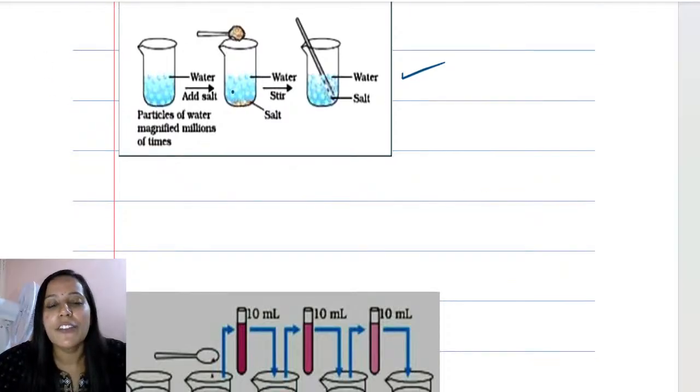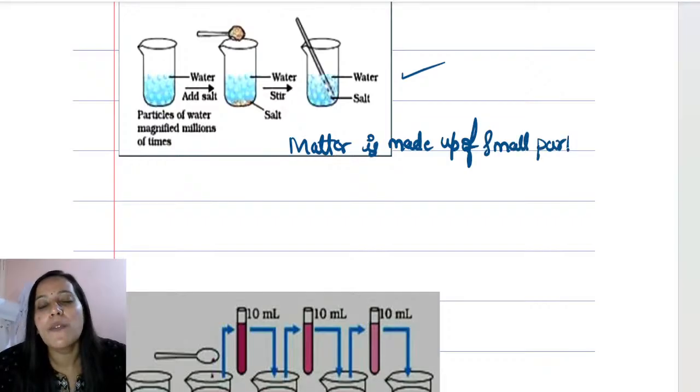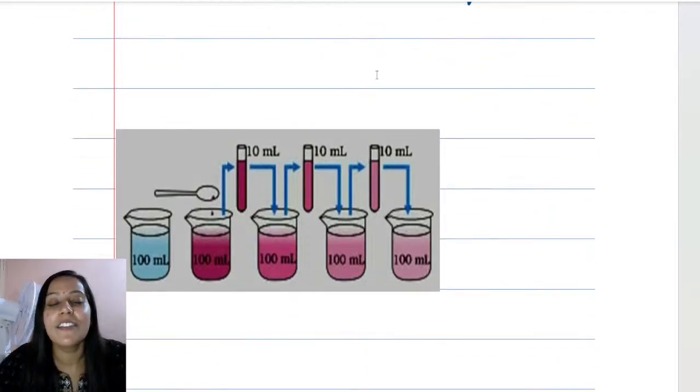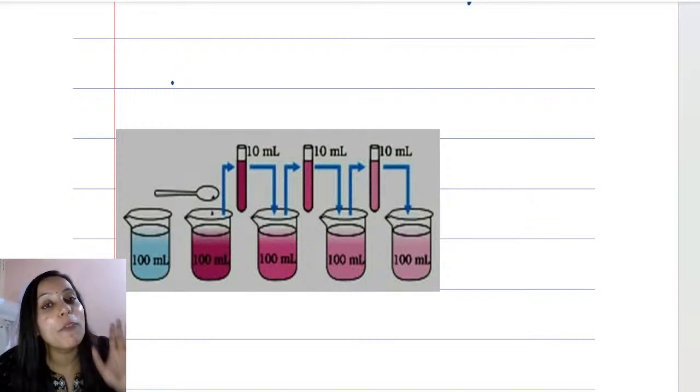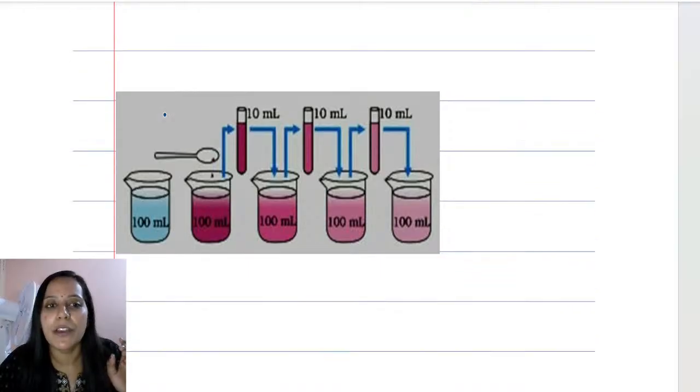So this activity says that matter is made up of small particles. Okay, so we are now understanding the second physical property of matter, that is, particles of matter are very small. Ask a question for yourself: I told you matter is made up of small particles, but how small are the particles of matter? To make you understand that concept, I have a figure on this board.